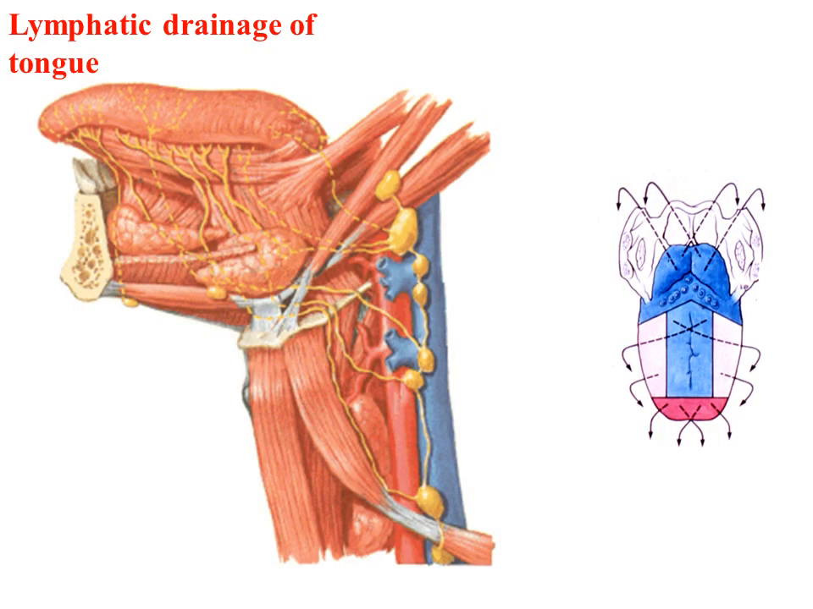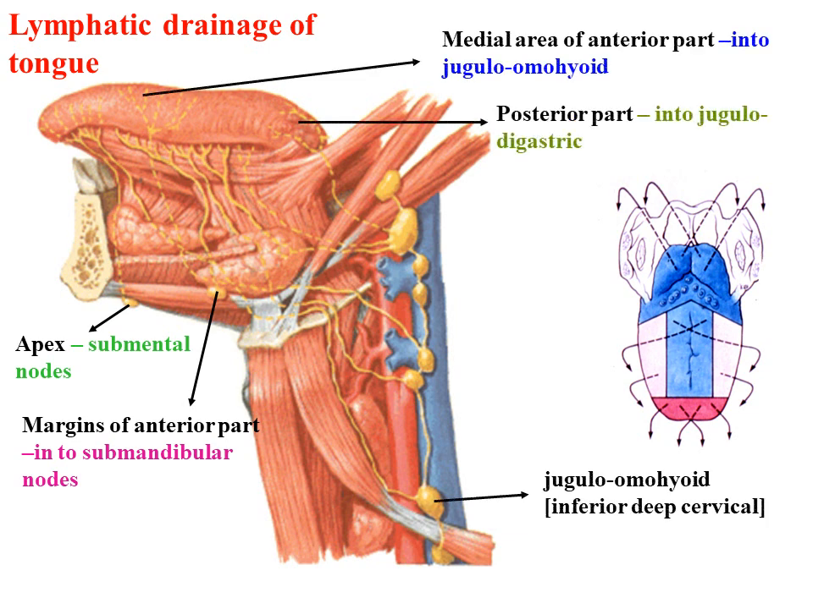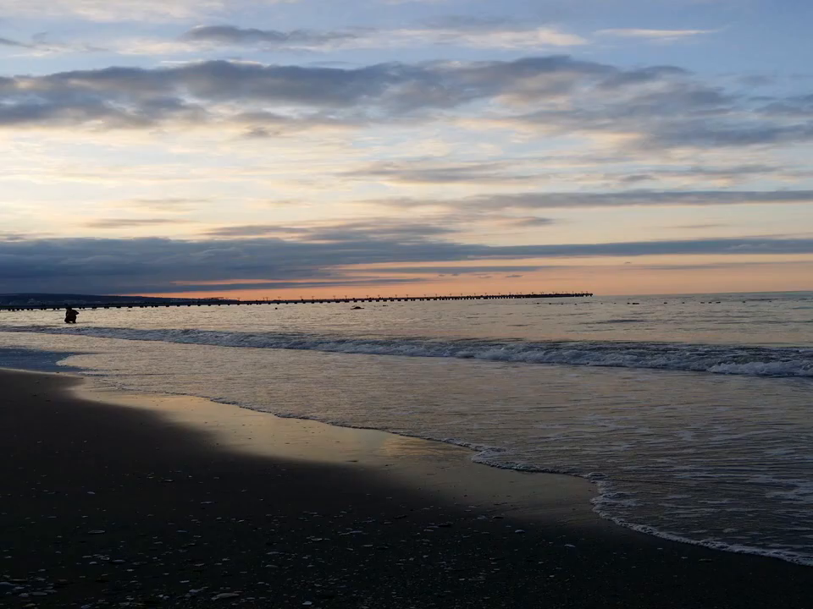Lymphatic drainage of the tongue. The tip of the tongue, or apex, drains to the submental lymph nodes, and the margin and sides of the tongue drain to the submandibular lymph nodes. The posterior part drains to the jugulodigastric nodes, and all this group at the end drains to the deep cervical lymph nodes.